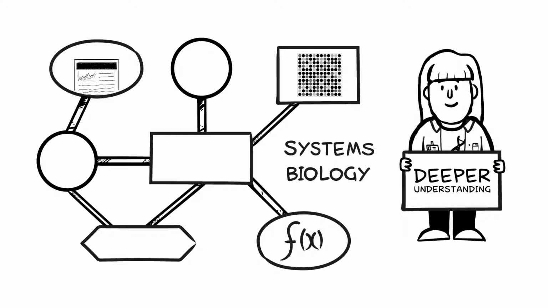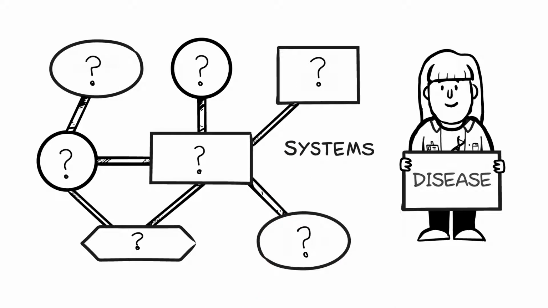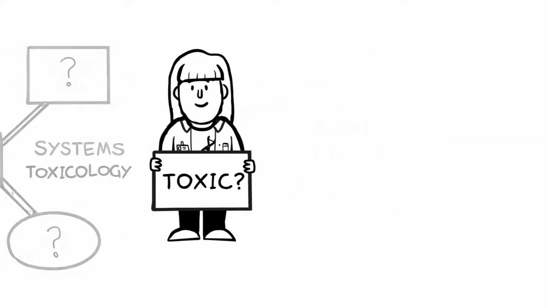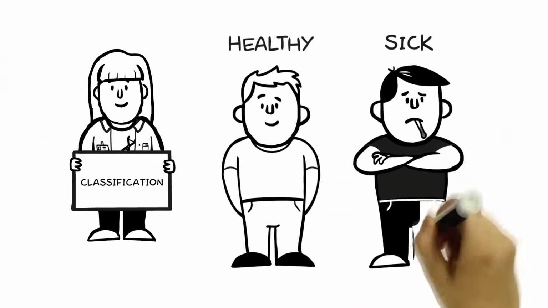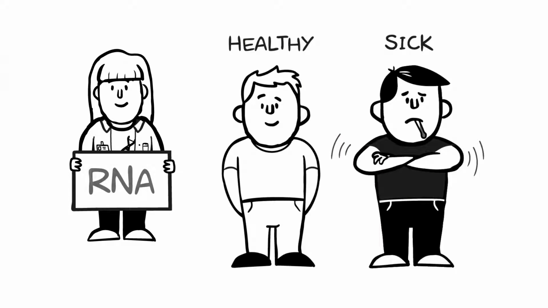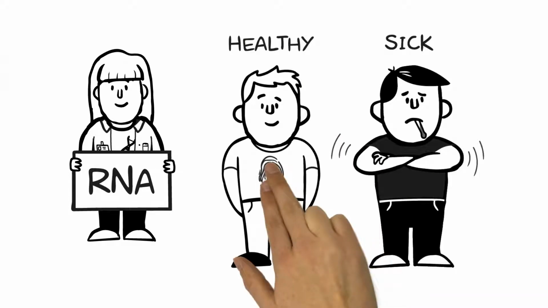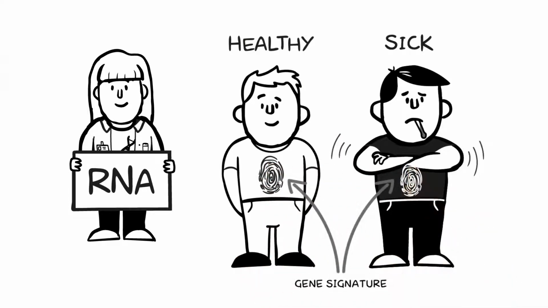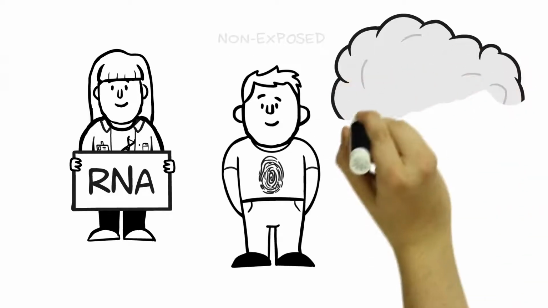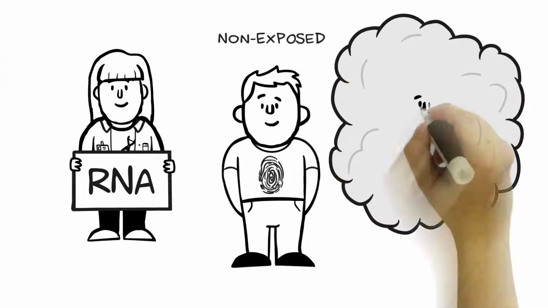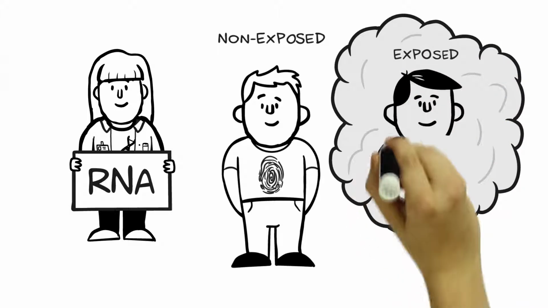Systems biology can be applied to understand disease mechanisms or the mode of action of toxic substances. For instance, if we want to differentiate healthy from sick individuals, we can measure the RNA content of their blood sample and extract specific gene signatures. For example, we can identify a signature set of genes that allow us to distinguish between individuals who have not been exposed to a substance versus those who have been exposed.